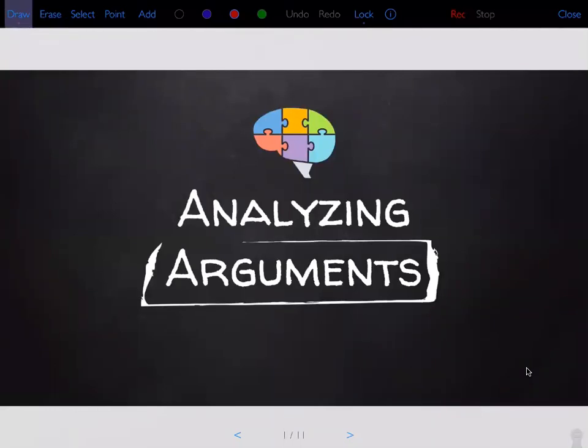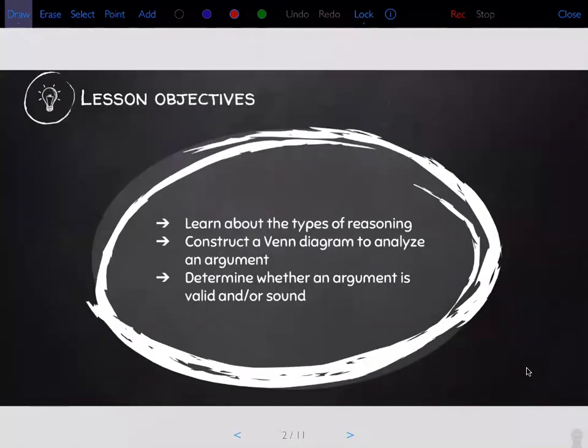So we're going to use that Venn diagram. We're going to use what we know about logic so far, and then we can find a more objective way of analyzing these things. So we have three objectives. The first one is we're going to learn about the two types of reasoning, inductive and deductive reasoning. And then we're also going to construct Venn diagrams to analyze an argument.